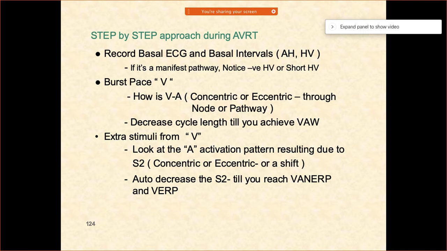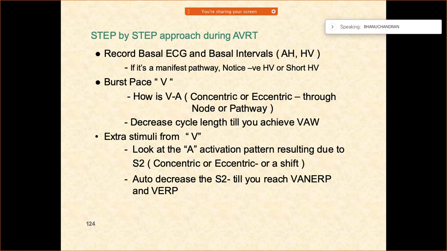Now let's try to understand the steps. You are pretty sure that this is an AVRT. So what you do is check the AH interval and HV interval. Regarding the HV interval, always remember that if this is a manifest pathway, it will be negative. Otherwise, a very, very short HV interval is going to be there. Then you start doing burst pacing from the V. Start looking at the VA intervals. Is it concentric?